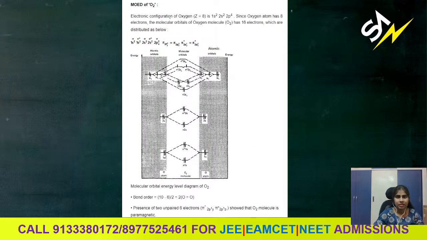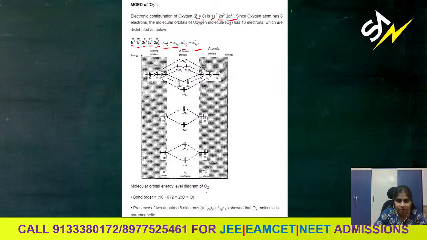oxygen. The electronic configuration of oxygen, atomic number 8, is 1s2, 2s2 and 2p4. Each oxygen has 8 electrons, so the O2 molecule will have 8 plus 8, that is 16. And this configuration is sigma 1s2, sigma star 1s2, sigma 2s2, sigma star 2s2, sigma 2px2 and pi 2py2, pi 2pz2 and pi star 2py1 and pi star 2pz1. This is the configuration for oxygen.